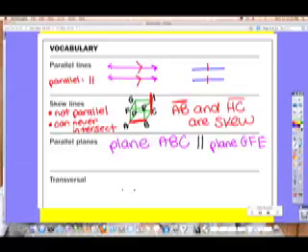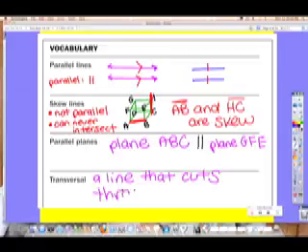Okay, transversal. We can do a picture. There's a picture in the next part of the notes. Guys, a transversal is a line that cuts 2 other lines or more. A line that cuts through lines. Is that too broad for you? When we do the next part of the vocab, I'll show you a picture of that. Okay, transversal, it's a line that comes through other lines.